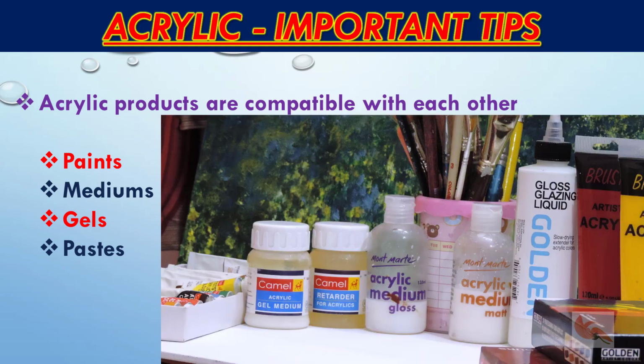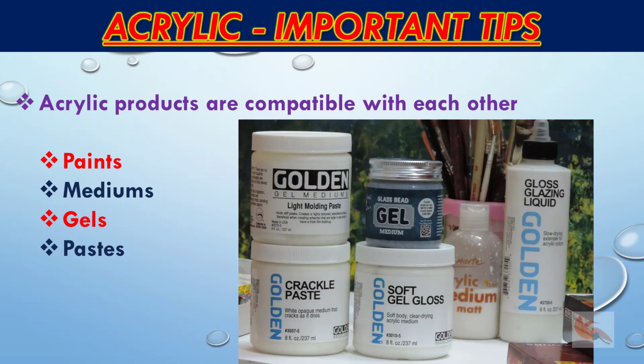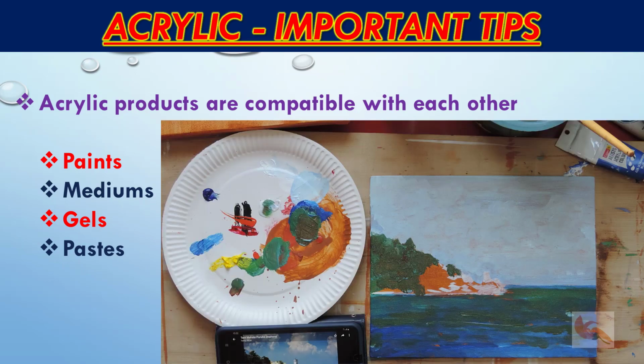You can also use acrylic products and paints in any order on your surface. Gels can go on top of mediums and mediums on gels. Diluted paint works on undiluted paint and vice versa. Glossy can go on top of matte, then on satin and on glossy again.